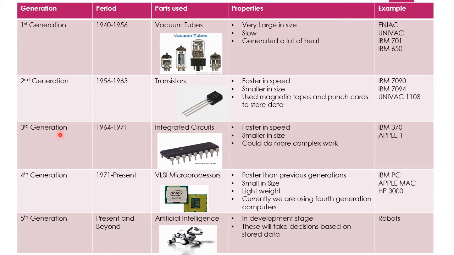Third generation. Third generation computers were from 1964 to 1971. They used integrated circuits. What is an integrated circuit? It means a circuit is prepared by integrating multiple transistors in a single unit. They were faster in speed, they were quite small in size, and they could do more complex work than just mathematical calculations. The examples were IBM 370 and Apple I.